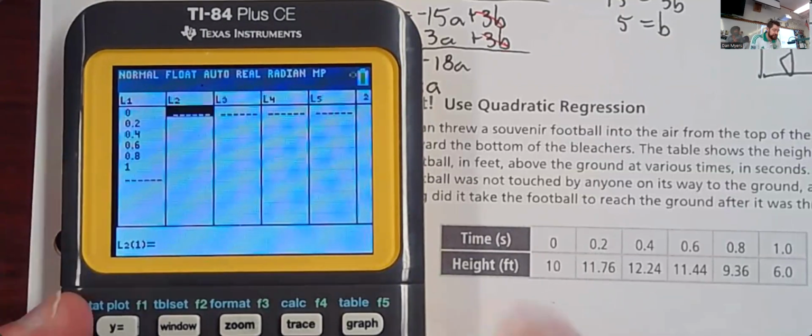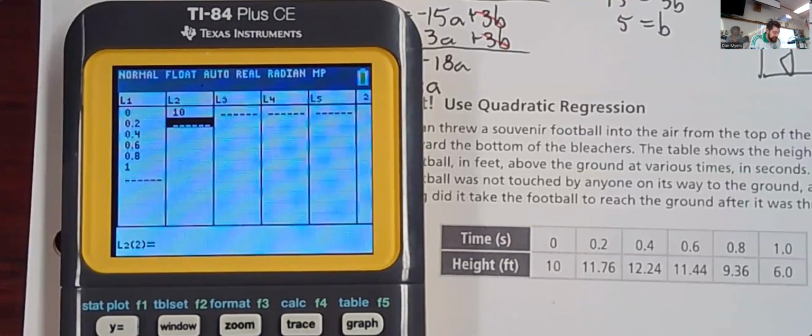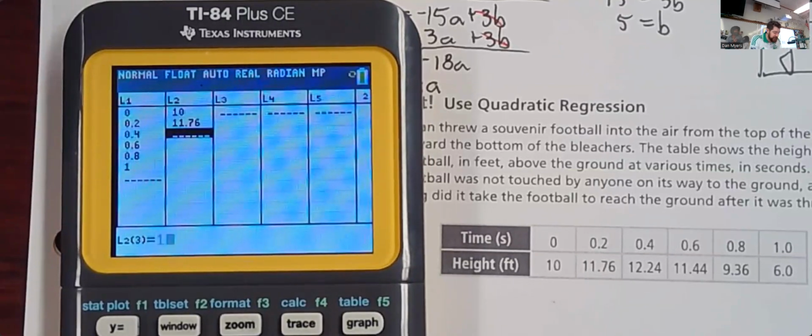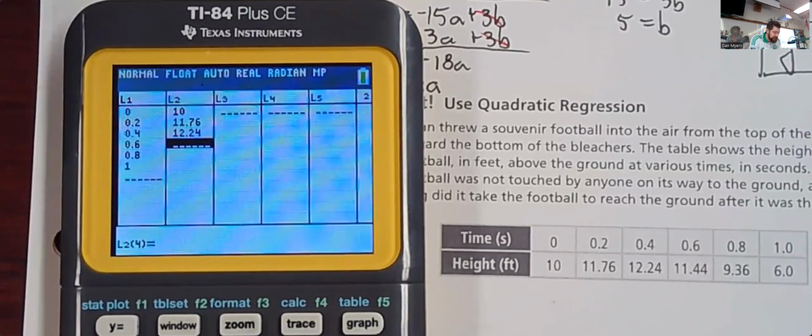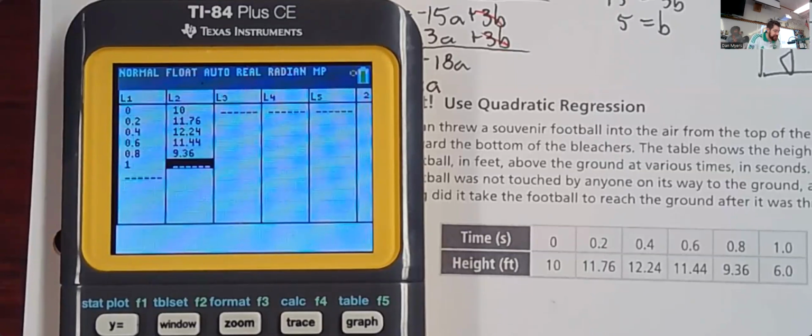All right, then L2: 10, 11.76, 12.24, 11.44, 9.36, and 6.